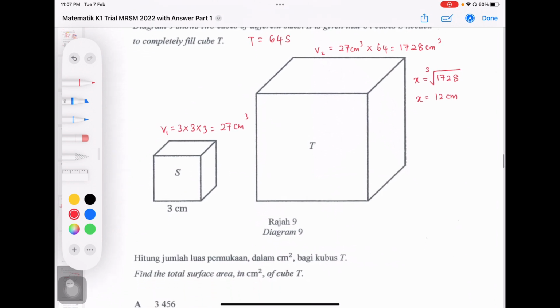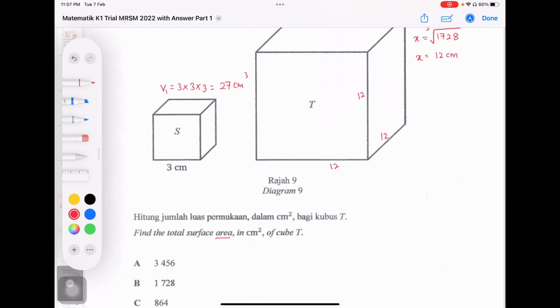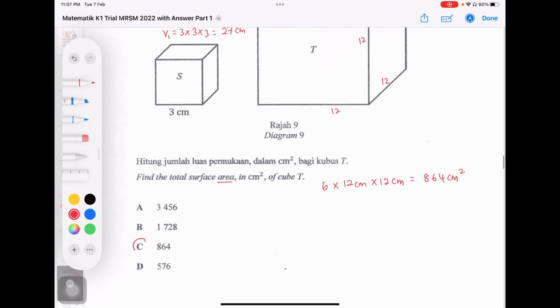Okay? So the question asks you to find the total surface area. So the formula for the total surface area, meaning this one 12, 12, and 12. For the total surface area of the cube, 6 times the width and the length, 12 times 12. Then you will get the result. So the answer is C.